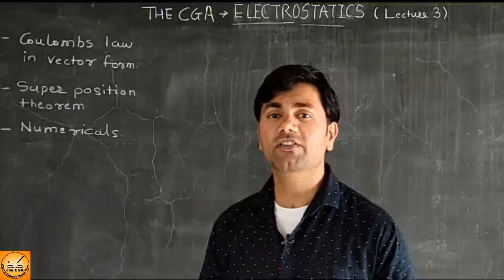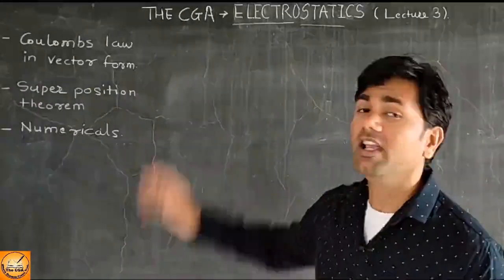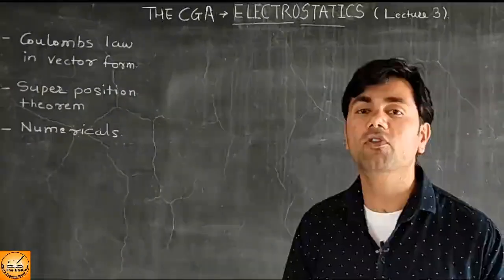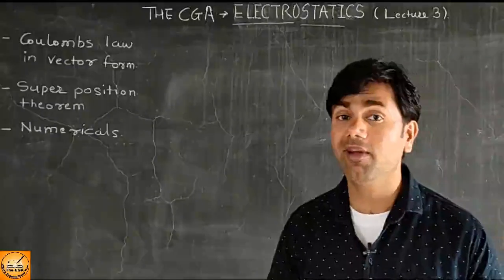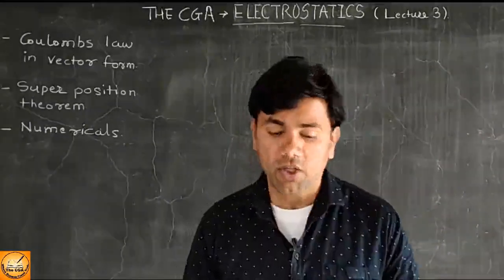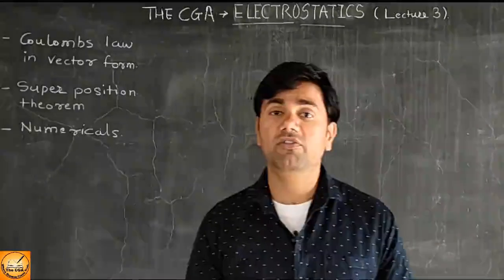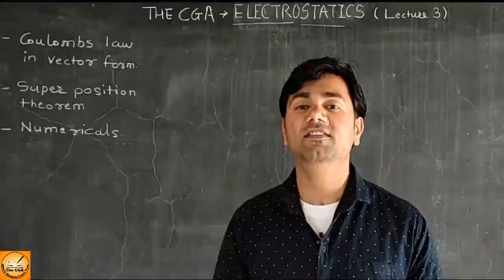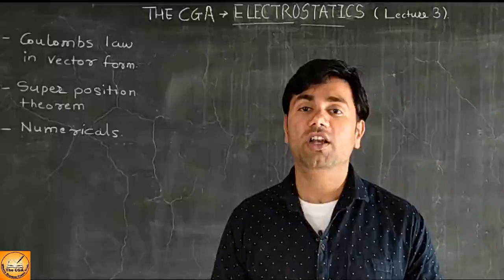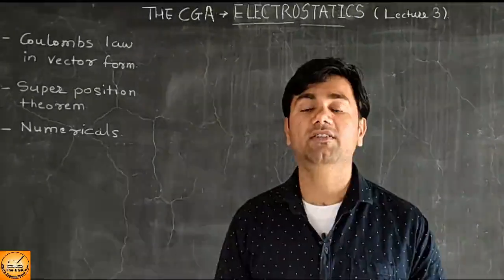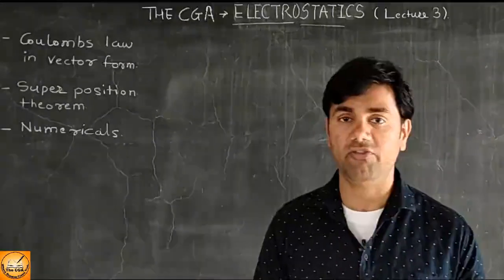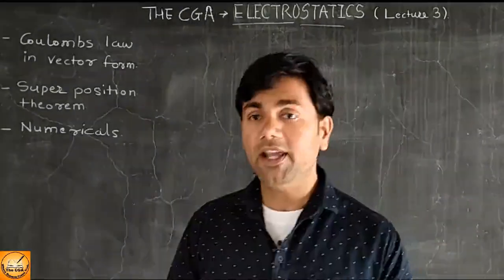Let's start with today's third lecture of electrostatics, in which we are going to learn about Coulomb's law in vector form, superposition theorem and some numericals based on them. So before starting Coulomb's law in vector form, I would like to request you to revise the vector chapter a little bit so that you will come to know what unit vectors are and how to represent vectors graphically. Okay, so let's begin.